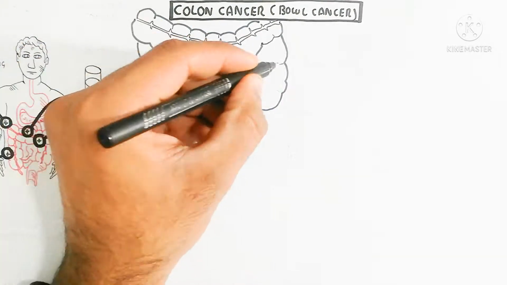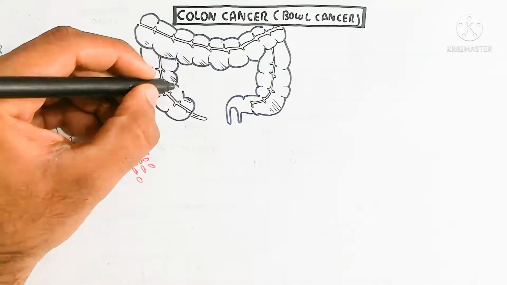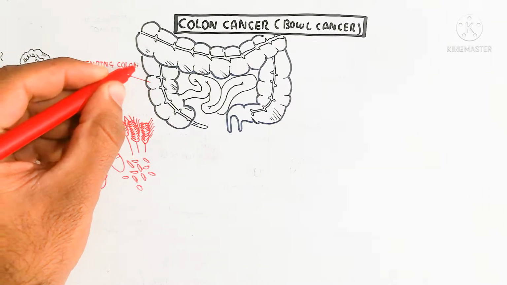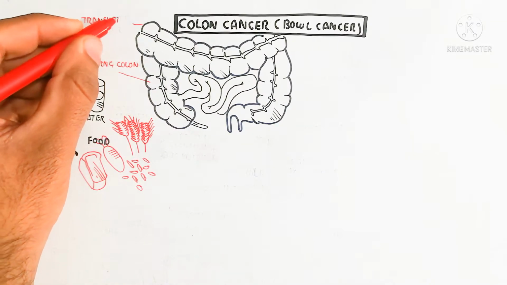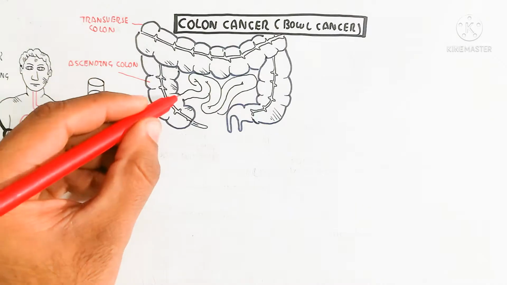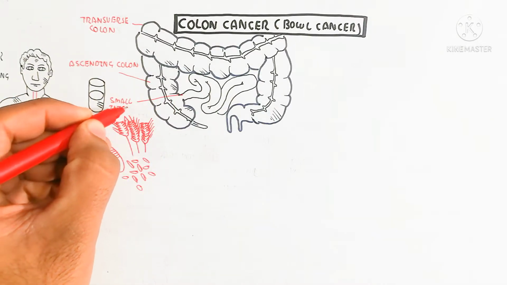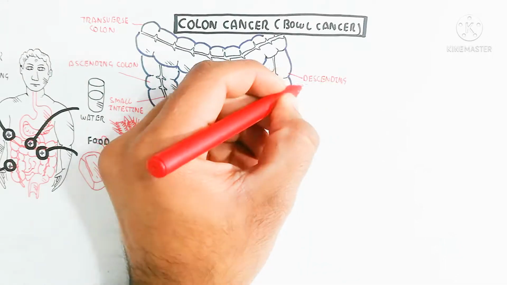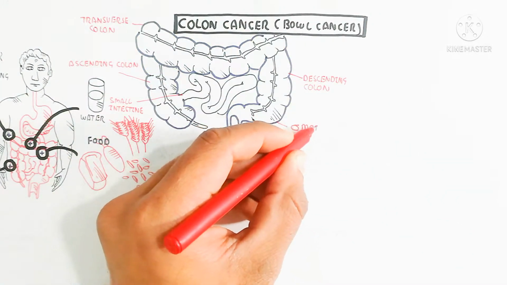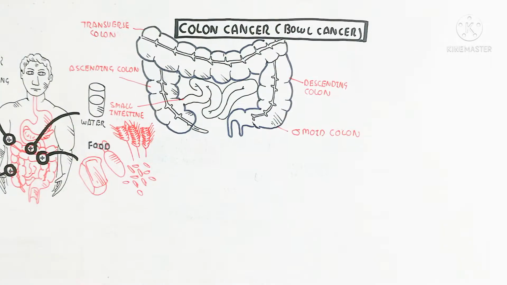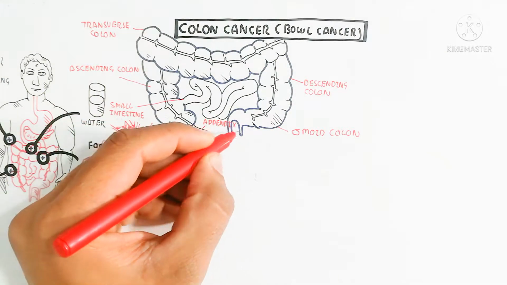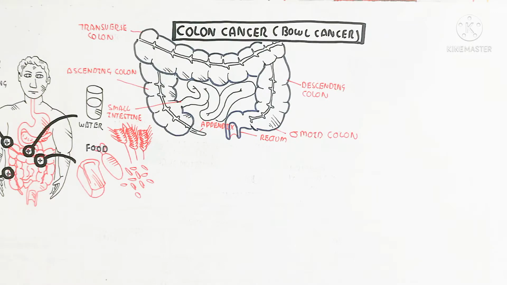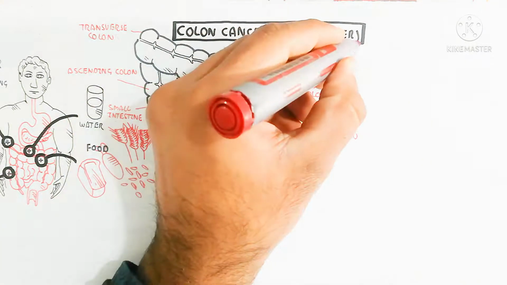Here I am drawing the large intestine for understanding its structure. Here is the ascending colon, which can suffer from cancer, and here is the small intestine, which also involves bowel cancer, but colon cancer is related to the large intestine. Here are the transverse, descending, and sigmoid colon, and this is the rectum, and that is the appendix and cecum.